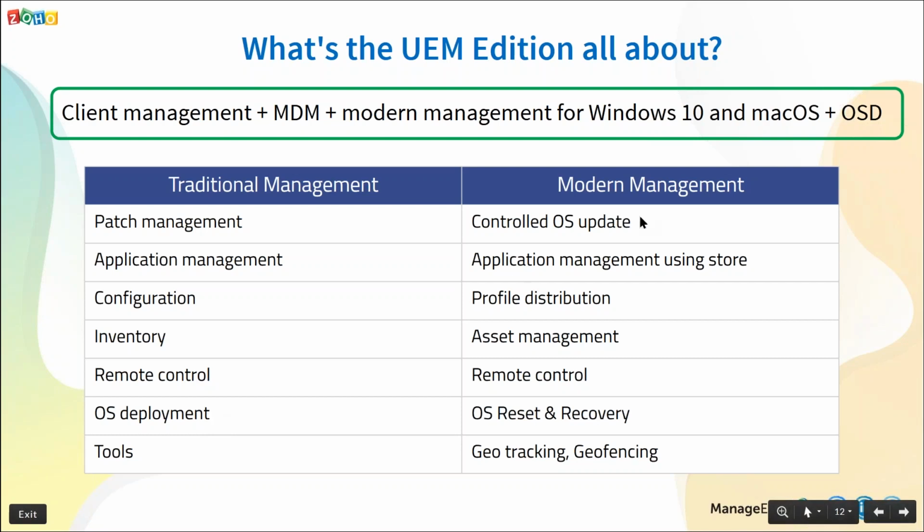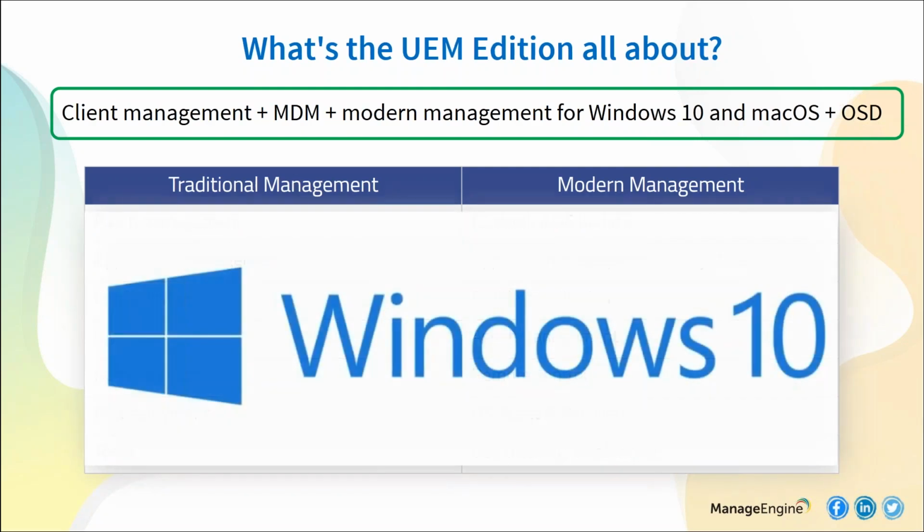Endpoints can also be managed under modern management. All modern operating systems support modern management. It supports features like geo-tracking, geofencing, managing Windows Store applications, profile distribution, restrictions, and operating system reset and recovery. Can you guess a popular operating system when I say the word modern operating system? Yes, Windows 10 is a classic example in which we can manage both traditional and modern management. Desktop Central can manage both worlds, traditional and modern management, from a single console.